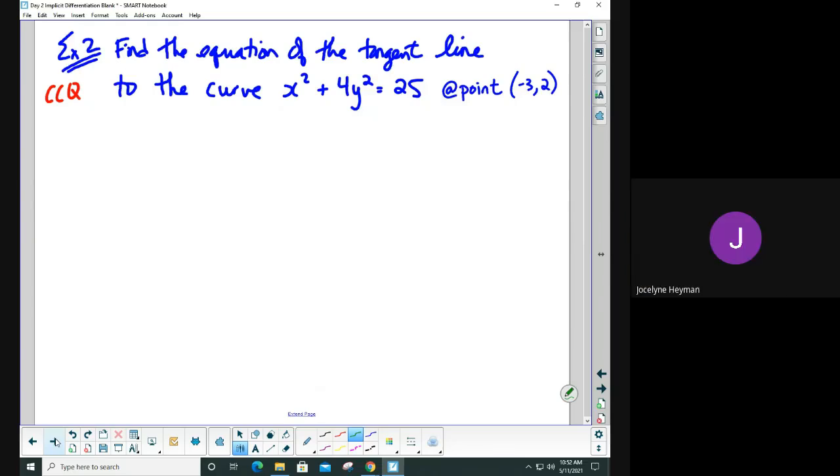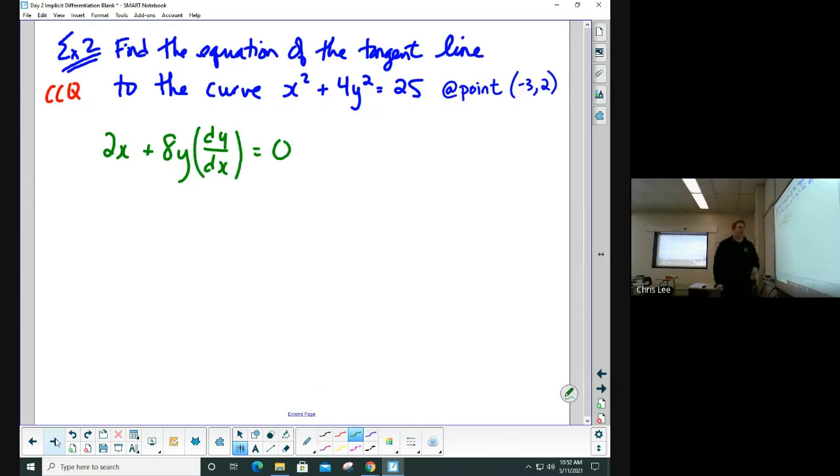Would it be (2x + 8y) dy/dx = 0? Perfect, thank you. So then we, of course, will isolate for dy/dx, so we'll leave the 8y dy/dx there. Take the 2x and bring it to the other side, so minus 2x. And then I want dy/dx by itself, so I have to divide.